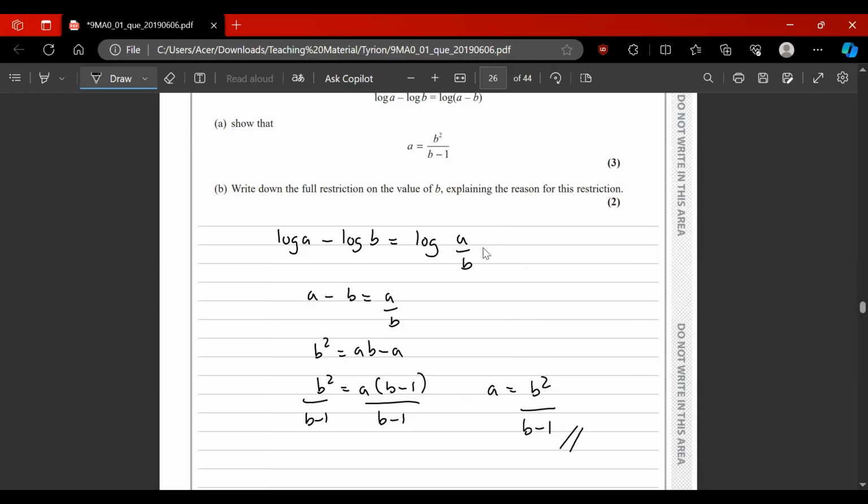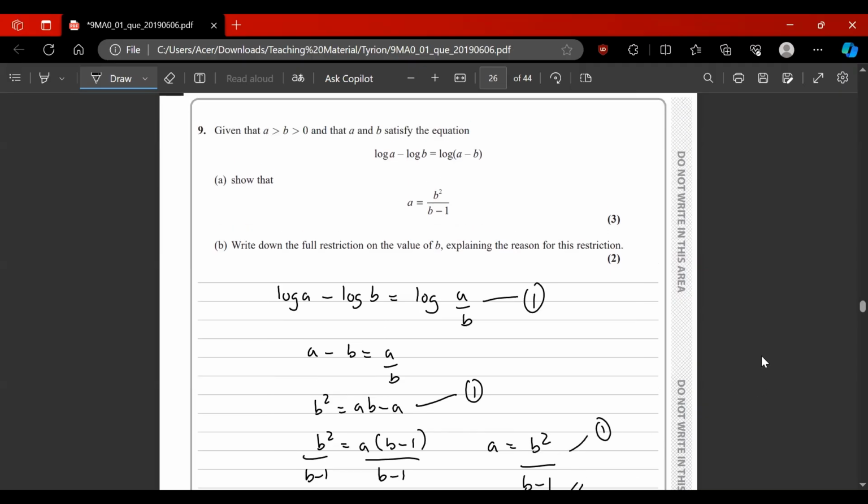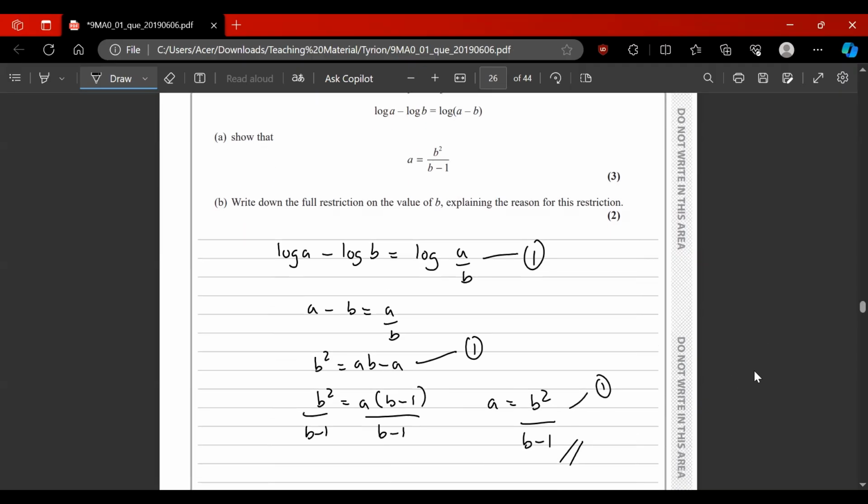So applying the correct logarithmic rule gives you 1 mark. And then obtaining a linear expression gives you 1 mark. And then rearranging it to make a the subject gives you the final mark. That's part A. Oh, I forgot 1 mark over here. So then in part B, write down the full restriction on the value of b, and we have to explain the reason for this restriction.